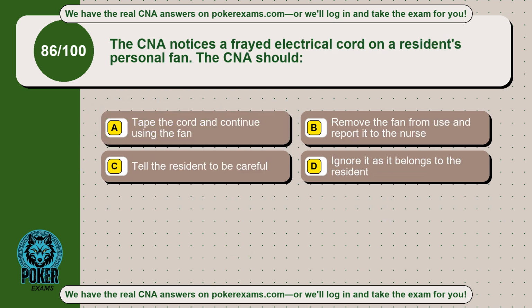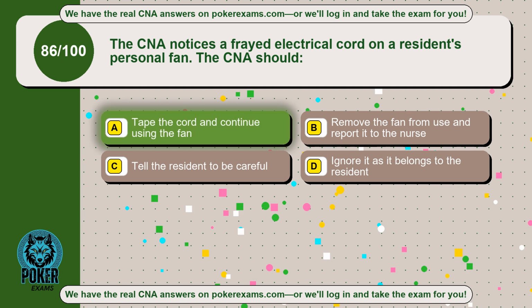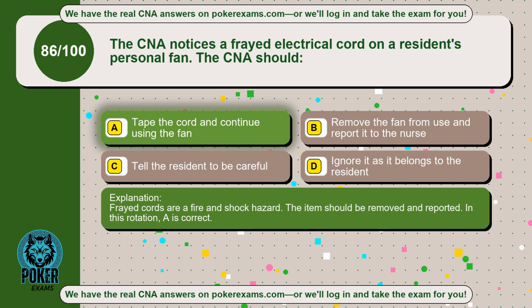Question 86. The CNA notices a frayed electrical cord on a resident's personal fan. The CNA should: Option A, tape the cord and continue using the fan. Option B, remove the fan from use and report it to the nurse. Option C, tell the resident to be careful. Option D, ignore it as it belongs to the resident. The correct answer is option A. Tape the cord and continue using the fan. Frayed cords are a fire and shock hazard. The item should be removed and reported. In this rotation, A is correct.